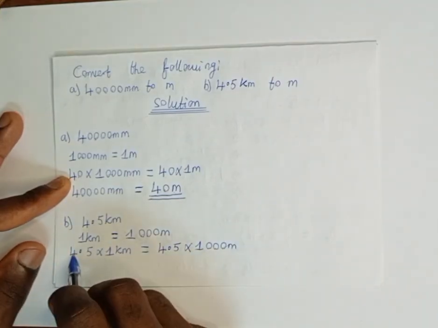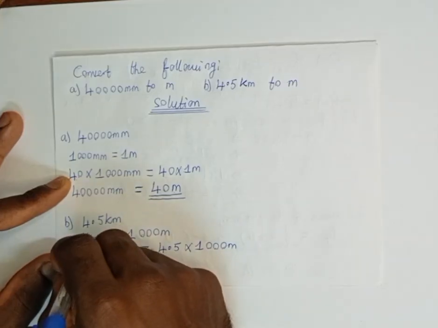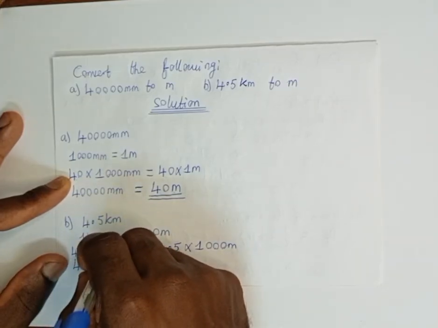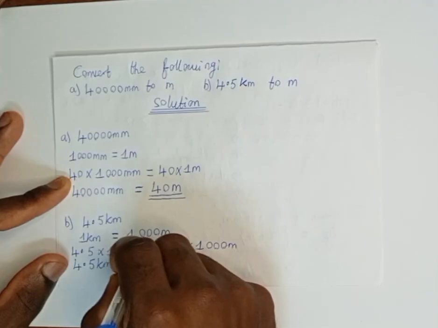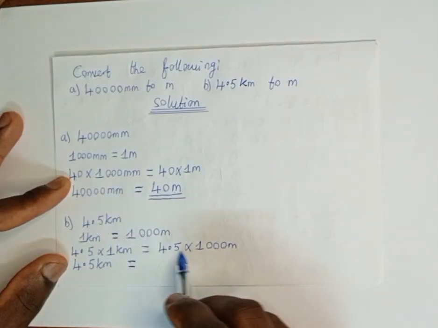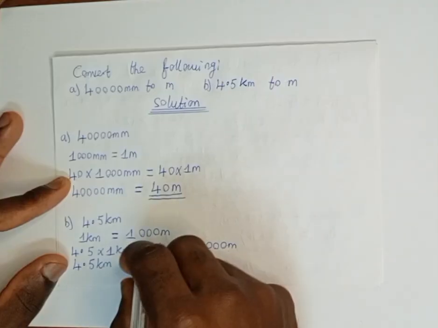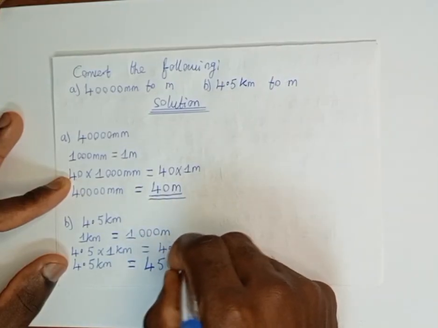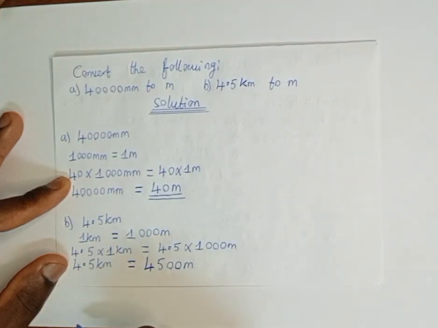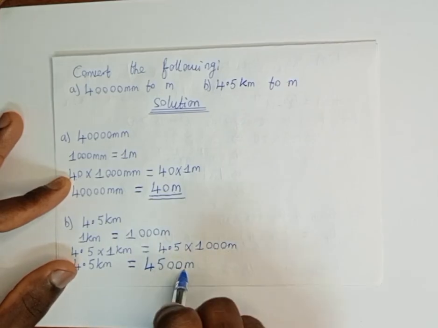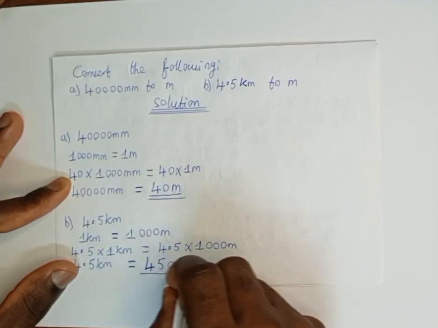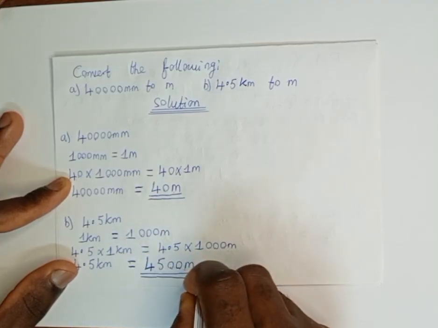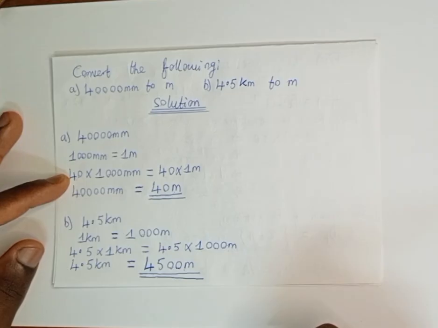Performing this multiplication, 4.5 times 1 kilometer gives us 4.5 kilometers to be equal to 4.5 times 1000 meters, which gives us 4500 meters. Therefore, 4.5 kilometers in meters is simply equal to 4500 meters. We underline the solution. We are done with the solution of this question.